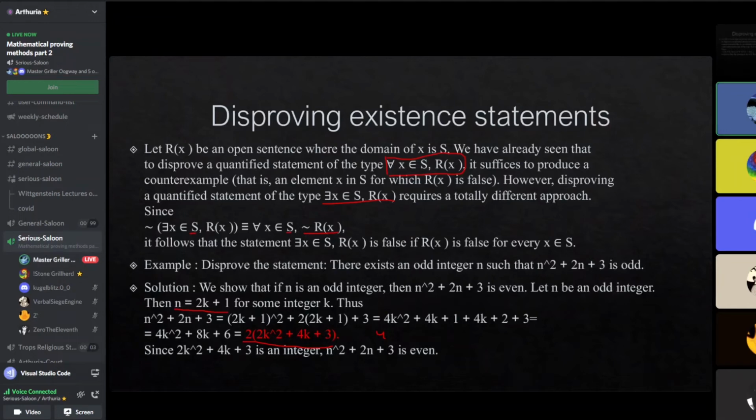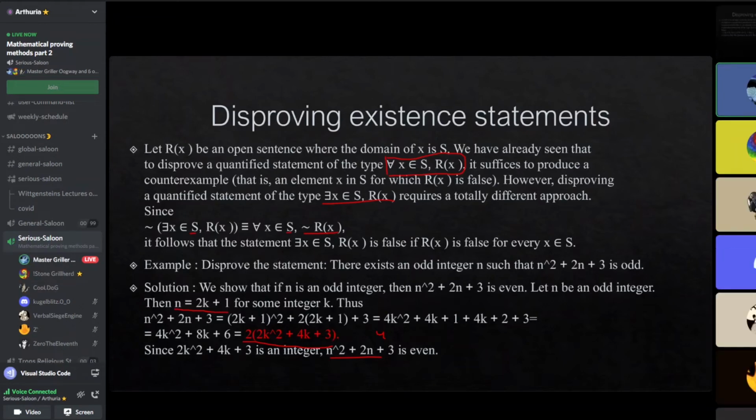And now we get to the statement being even, and this is now even for every possible n, for every odd integer, right? For every n such that it is odd and an integer. This is the domain we are looking in. This is the important part. And now this is done. Tutto finito, chef's kiss. This is how you disprove existence statements.